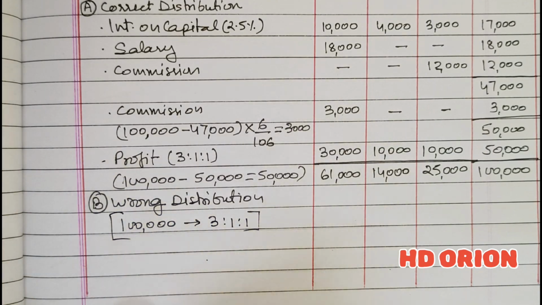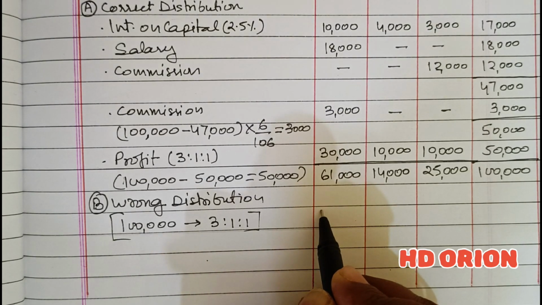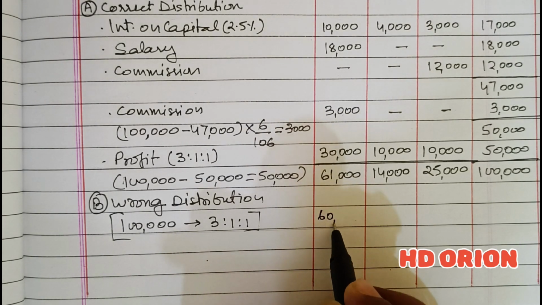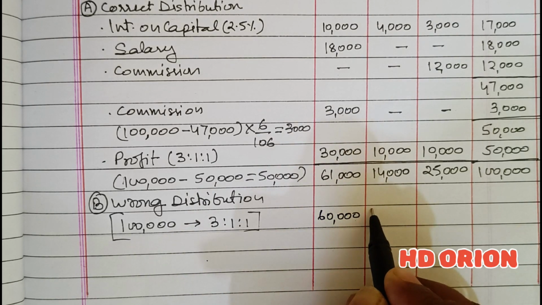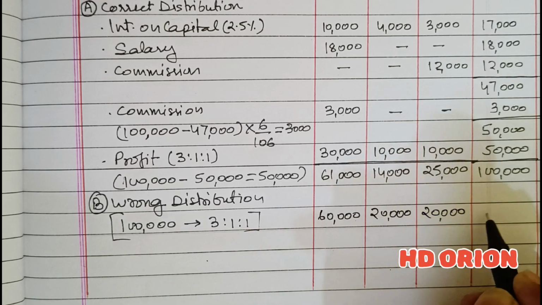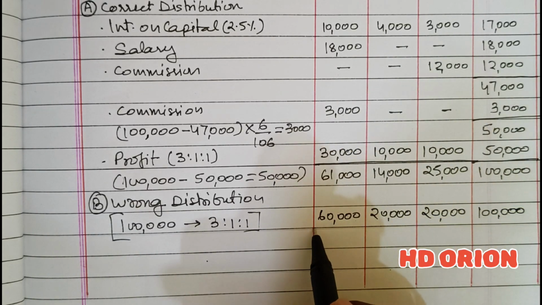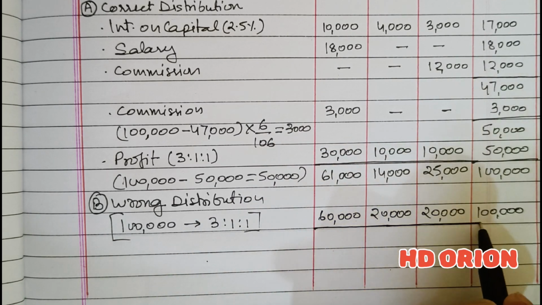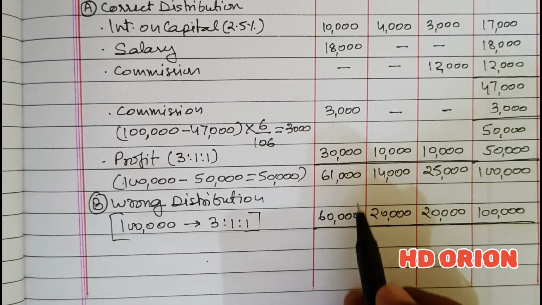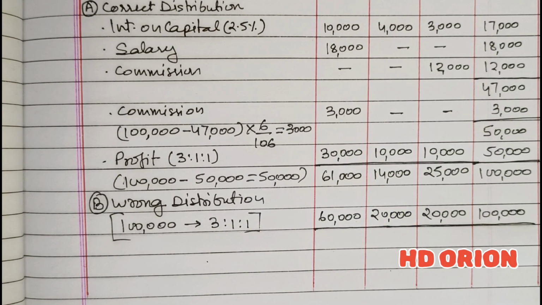So when you break this 3:1:1, first partner receives rupees 60,000 and other two partners have received rupees 20,000 each. In this way the net profit has been given to the partners. Now when we compare these two amounts, what they were supposed to receive and what they have actually received, we get the difference in amount which is to be adjusted as rectification.